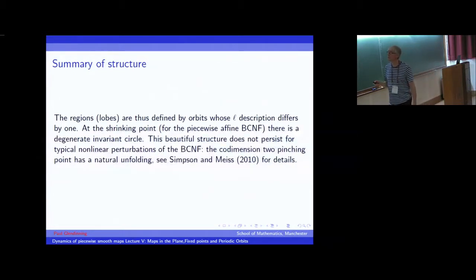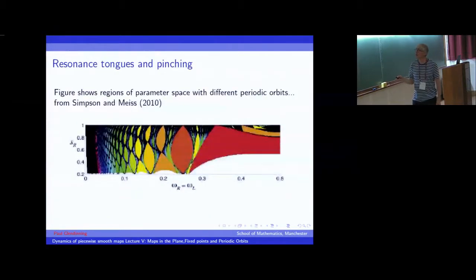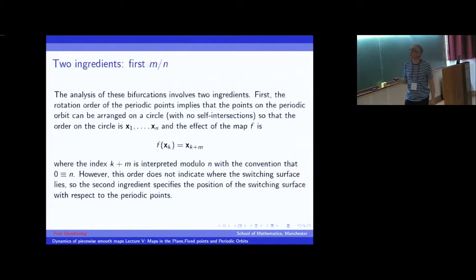Okay, and there's a natural unfolding, which Simpson and Meiss also looked at. But the moral of this is really that by doing a certain amount of linear analysis and thinking about the geometry of these orbits, you can understand this structure. And so the number of lobes become the number of different ways you can have things on the left and the right interacting. And they're effectively acting like rotations, but I don't want to go into that. Okay, so I think that's right.